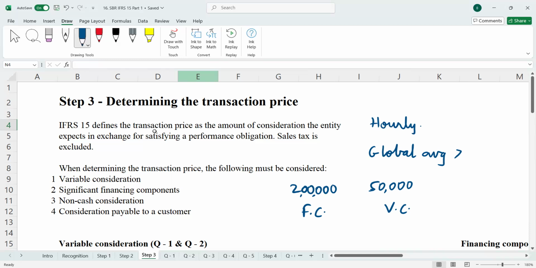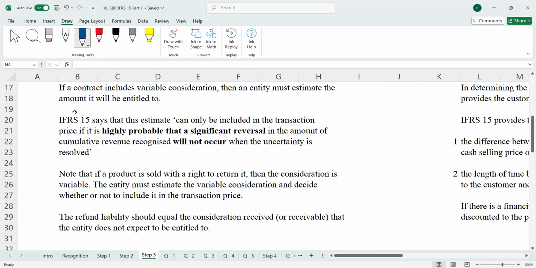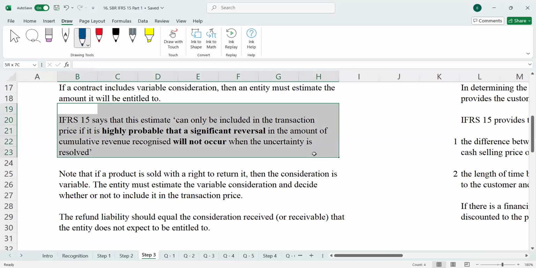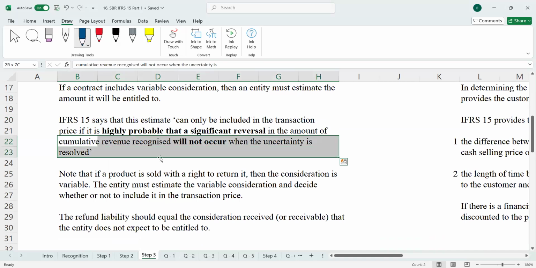Okay. Now let us come to the wordings of the standard, and these are the wordings that you will be writing up. IFRS 15 says that this estimate can only be included in the transaction price if it is highly probable that a significant reversal in the amount of cumulative revenue recognized will not occur when the uncertainty is resolved.